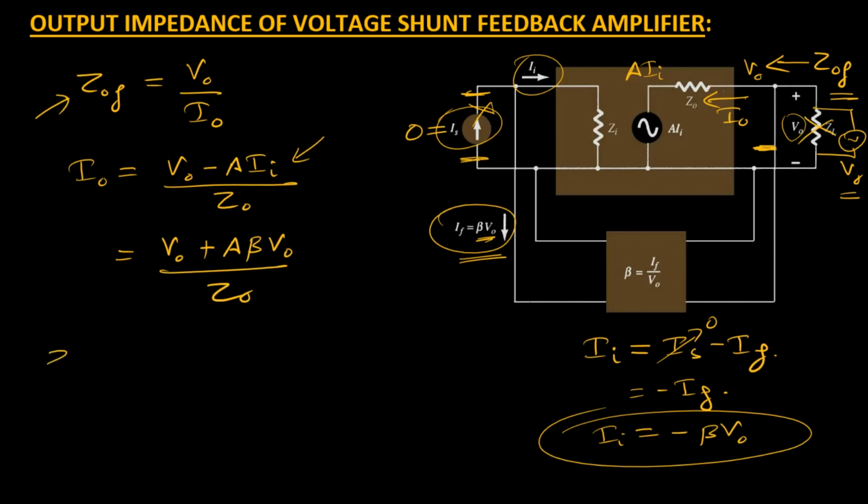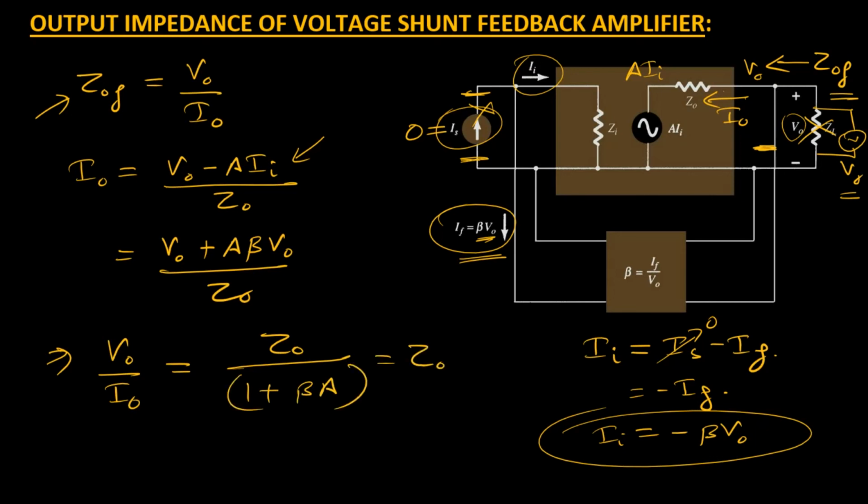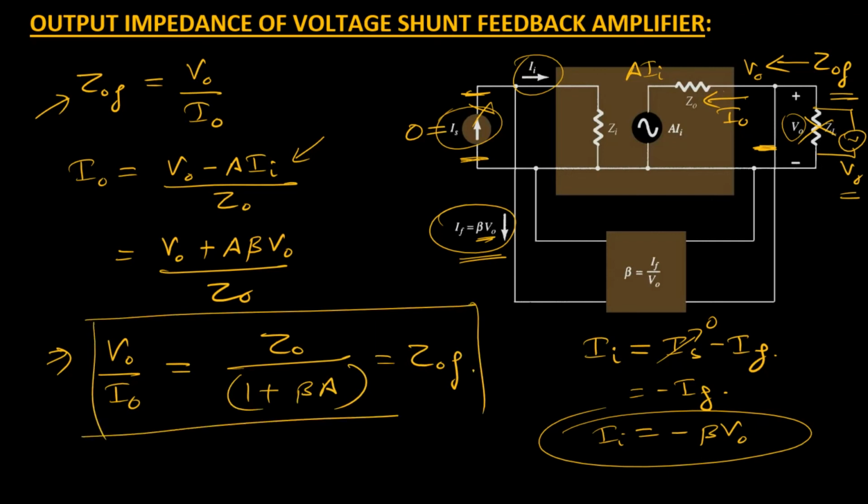In the next step we'll just rearrange the equation. We'll take Vo common from the numerator, and we'll write Vo over Io. So this will become equal to Zo divided by 1 plus beta times A, and that is nothing but the output feedback impedance, right? So you can clearly see that on having a parallel connection on the output side as well, the output feedback impedance is being decreased by a factor of 1 plus beta A. Similar analysis we'll try to do for the remaining feedback amplifiers. So till then, thank you and have a nice day.